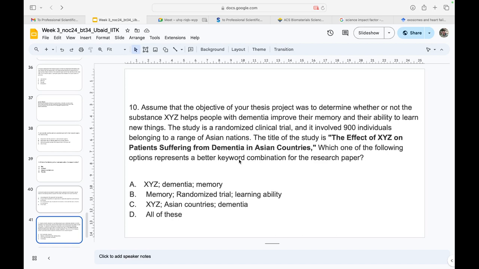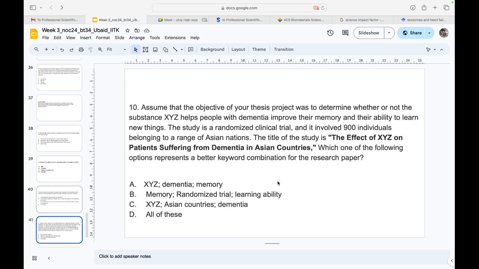So the last question is, assume that the objective of your thesis project was to determine whether or not the substance XYZ helps people with dementia improve their memory and their ability to learn new things. This study is a randomized clinical trial and it involved 90 individuals belonging to the range of Asian nations. The title of the study is The Effect of XYZ on Patients Suffering from Dementia in Asian Countries. Which one of the following options represents a better keyword combination for the research paper?